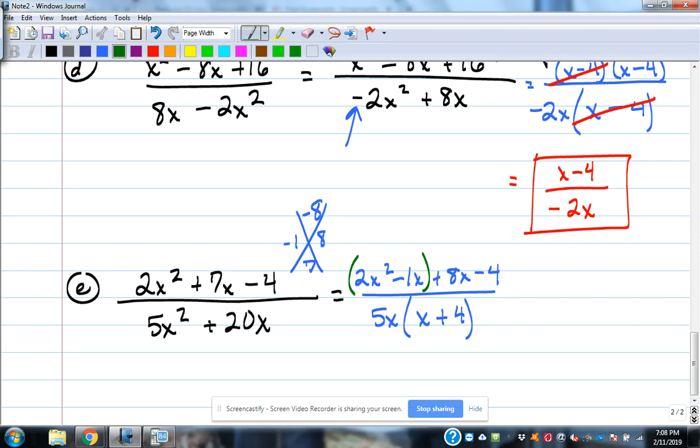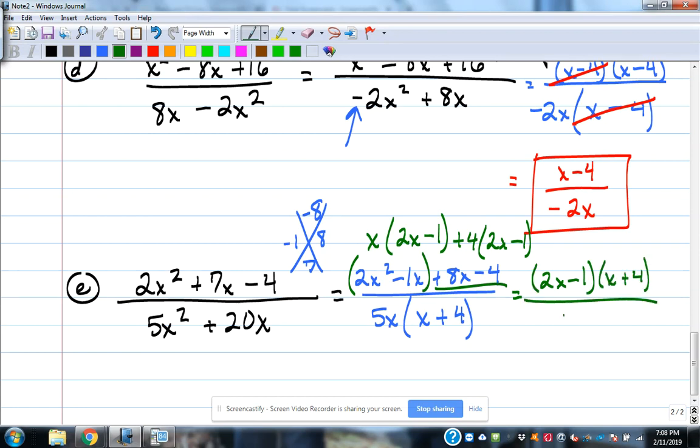So what did 2x squared and negative 1x have in common? An x, leaves 2x minus 1. What do 8x and minus 4 have in common? 4. I'm putting a plus 4. 2x minus 1. My factored form on the top then is 2x minus 1, x plus 4. On the bottom, we got 5x and x plus 4.